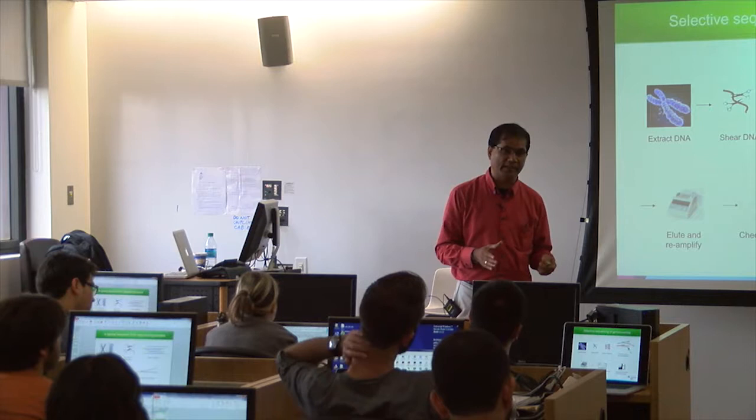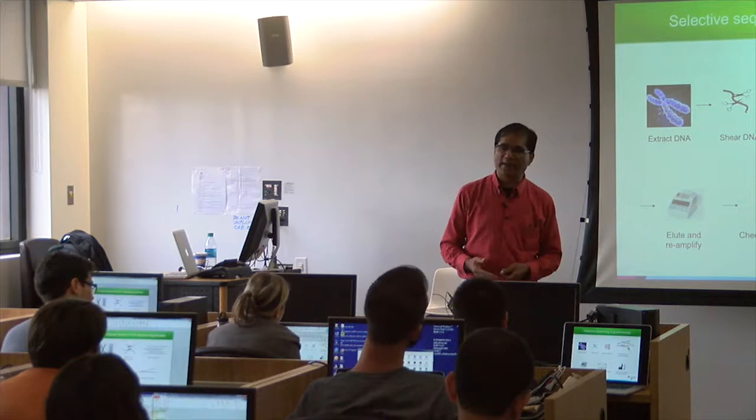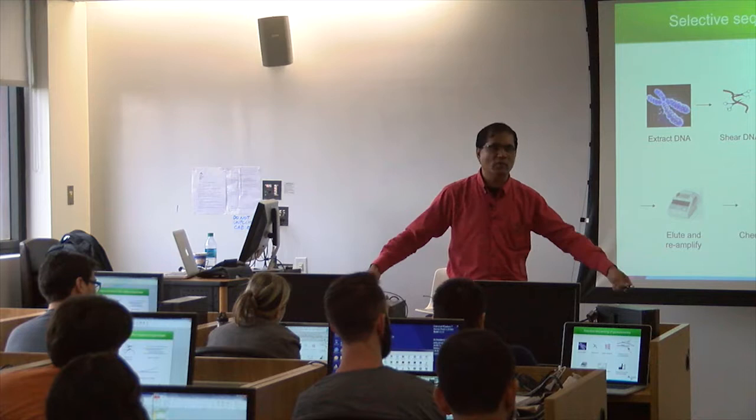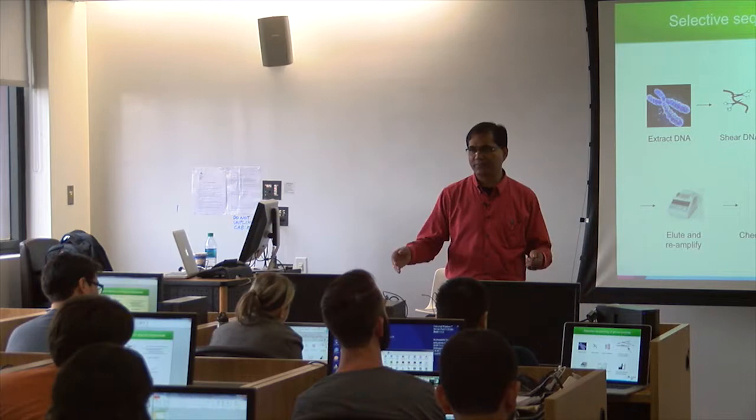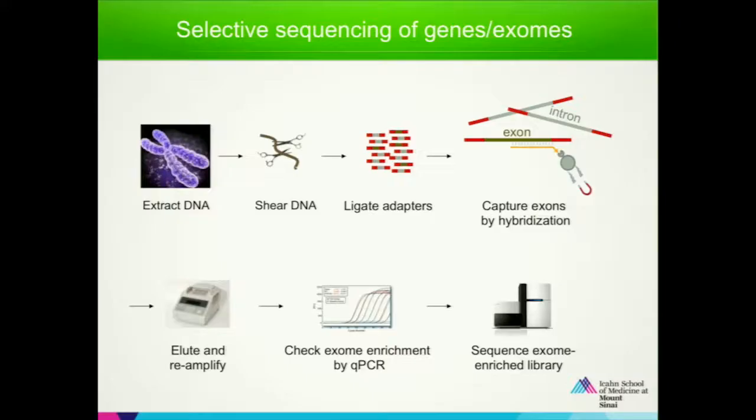But they claim that it is as random as the acoustic shearing. But again, it depends. If you could spend money on buying that machine, which is around 100K or so, then you can do acoustic shearing. That is the best. Or you can go to enzymatic shearing.